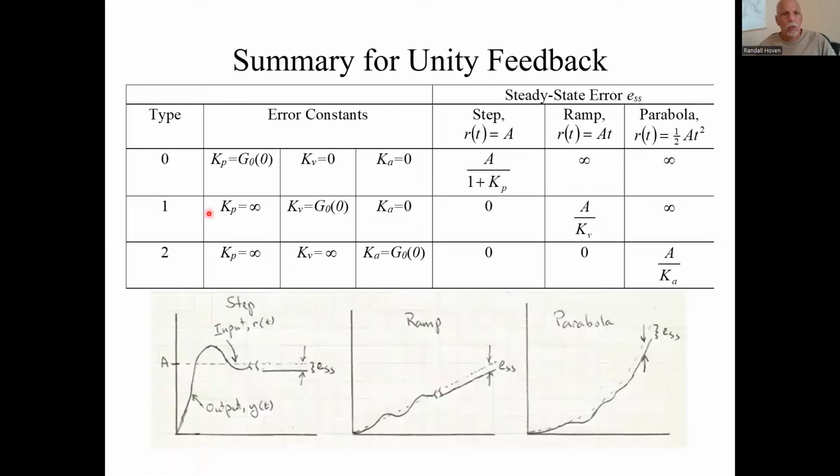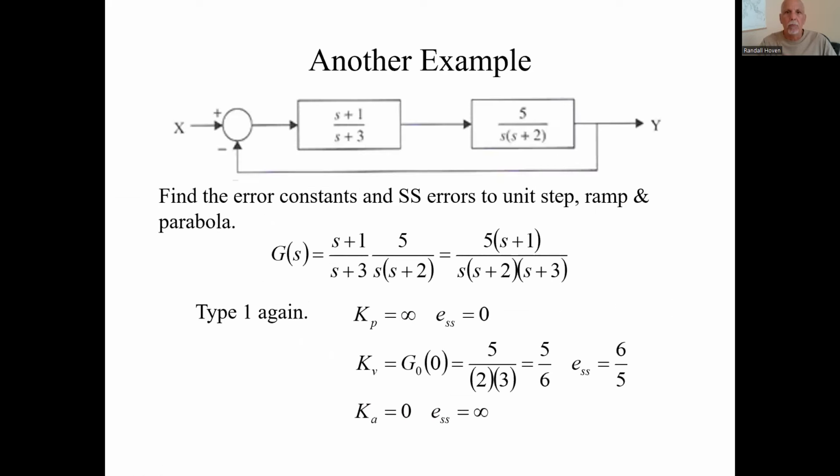We're type 1, so we're in this row. And here's our error constants. It's going to be infinity, G naught evaluated at 0, and 0. And the steady state errors will be 0, this calculation of a non-zero constant, and infinity. So we just pretty much are copying from that row. Here's those constants. I just read them off.